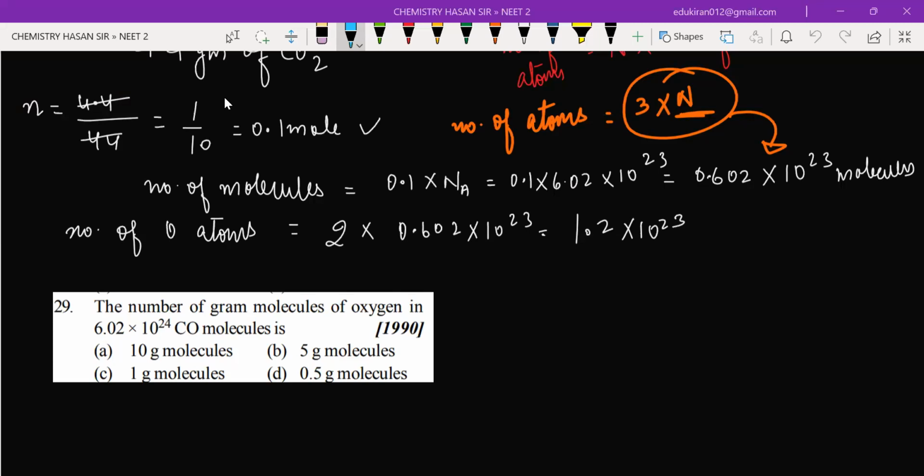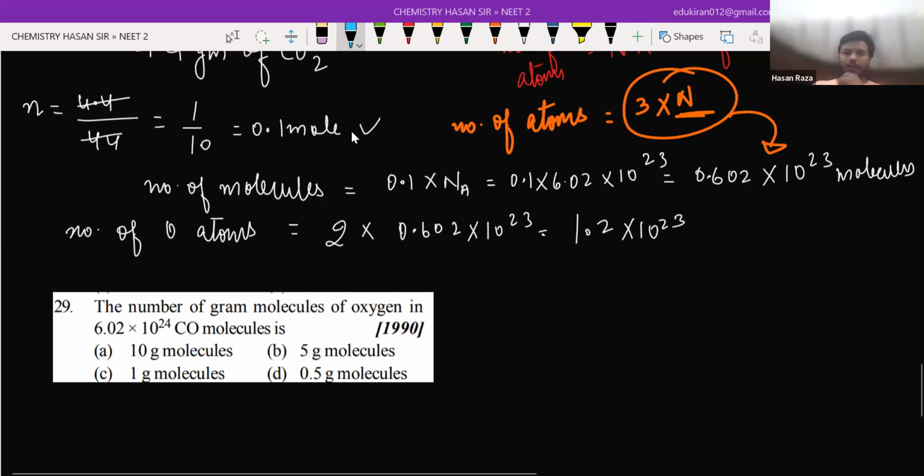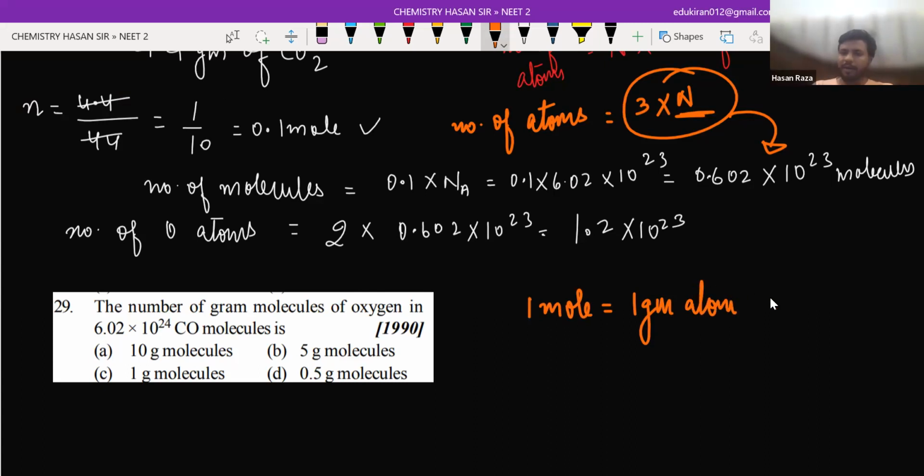Okay, I'm going to explain. Do you know 1 mole can be written as 1 gram atom or 1 gram molecule? This term is very important. This gram molecule or gram atom basically represents mole. Are you getting my point?